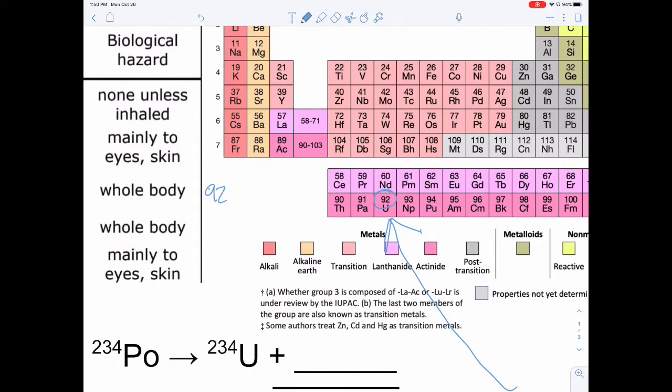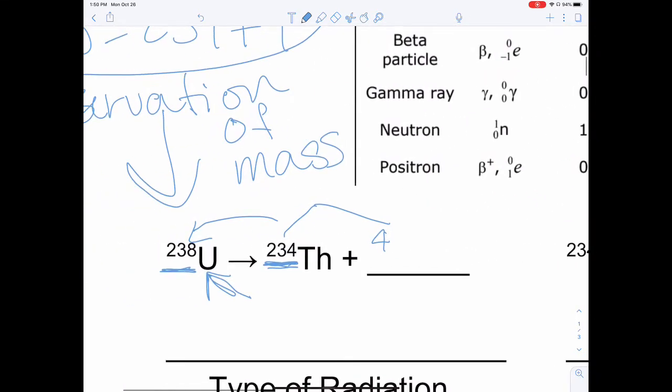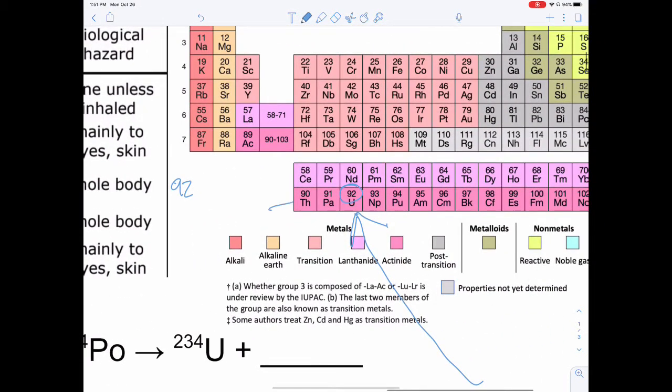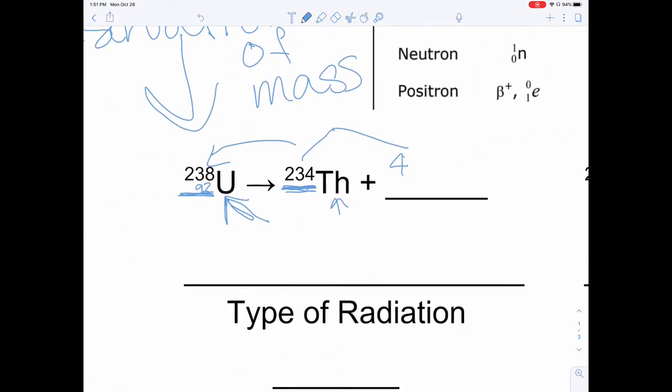And then if you look and see in this reaction, we go from something with 92 protons to this thorium. If you look on the periodic table, the thorium has 90 protons. So 92 protons is what we started with. We ended up with something that had 90 protons. And so we must have emitted, we lost 2 protons somewhere. So you know now that the particle that you lost, even though it's not written here, had 2 protons.